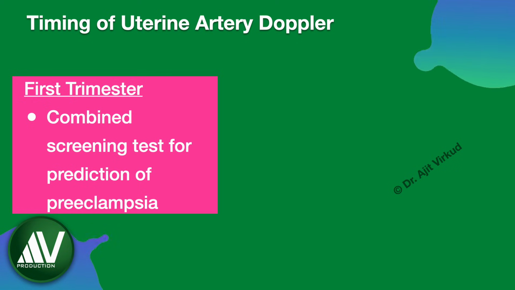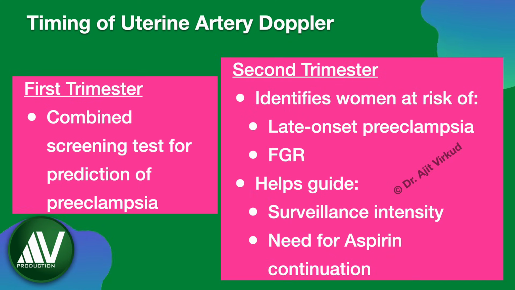This examination combines the mean uterine artery PI value with the following maternal risk factors: maternal age, mean arterial pressure, and pregnancy-associated plasma protein A (PAPP-A) or placental growth factor (PLGF) levels. In the second and third trimesters, that is from 20 to 24 weeks of gestation, the uterine artery Doppler examination identifies women at risk of developing late onset preeclampsia and fetal growth restriction.